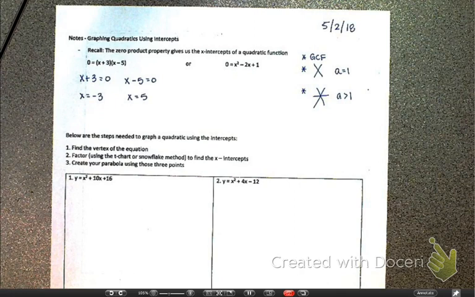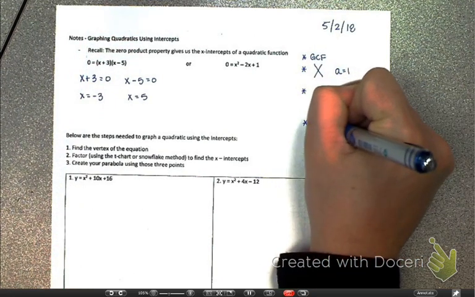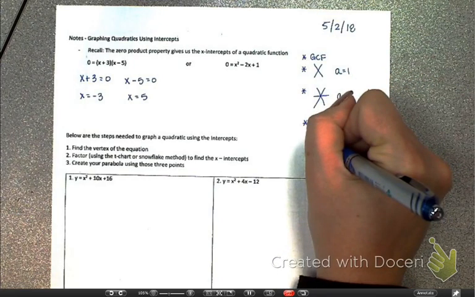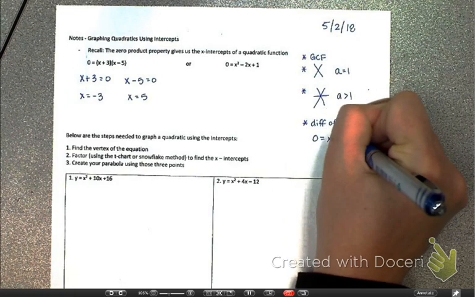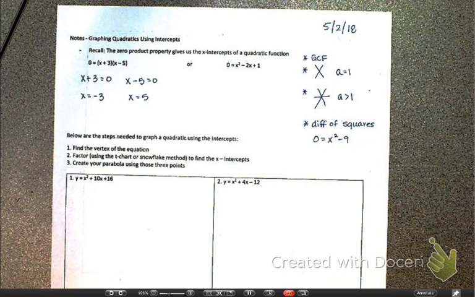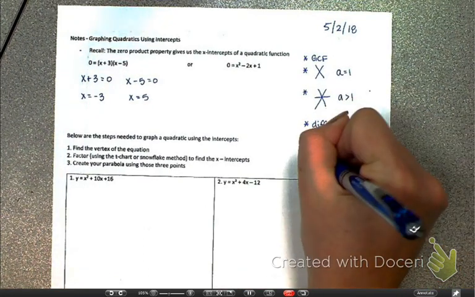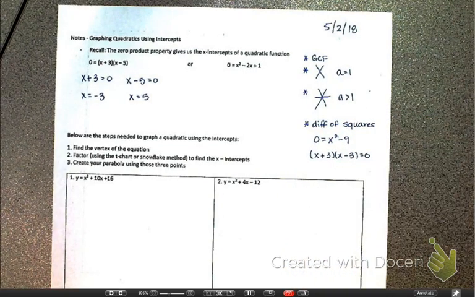There's one more you should remember. Difference of squares. Do we remember difference of squares? This is when you had something like 0 equals x squared minus 9, where both are perfect squares. There's two terms and there's a subtraction sign in between, and you have x plus 3 and x minus 3. Do you remember that? You also have a final in a couple weeks, and factoring is going to be a huge part of that final.